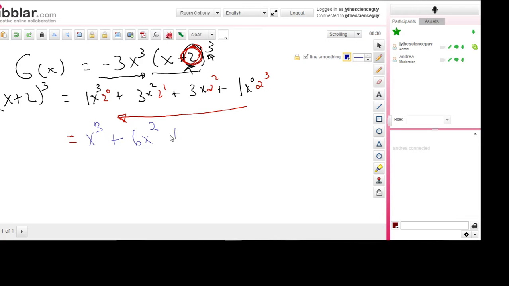Yeah. Okay, do the next term for me then. The next one is 2 to the 2, which is 4. And so 4 times 3 is 12. So 12x. Do the last term. And then 2 to the 3. 2 times 2 is 4. 4 times 2 is 8. And then 8 times 1. So 8. So that's how you build the polynomial using Pascal's triangle.